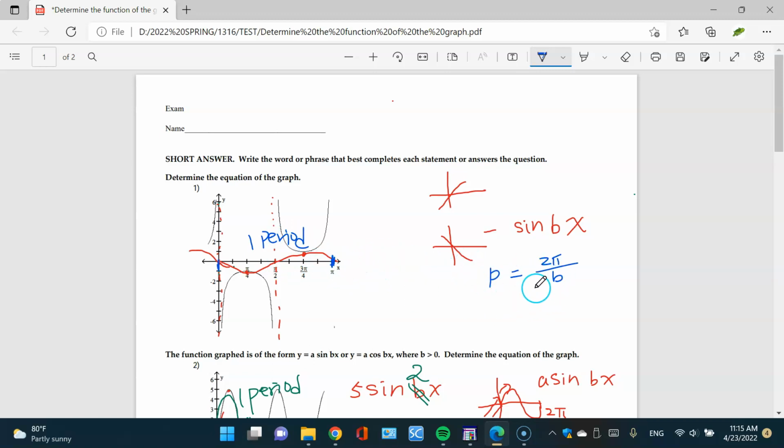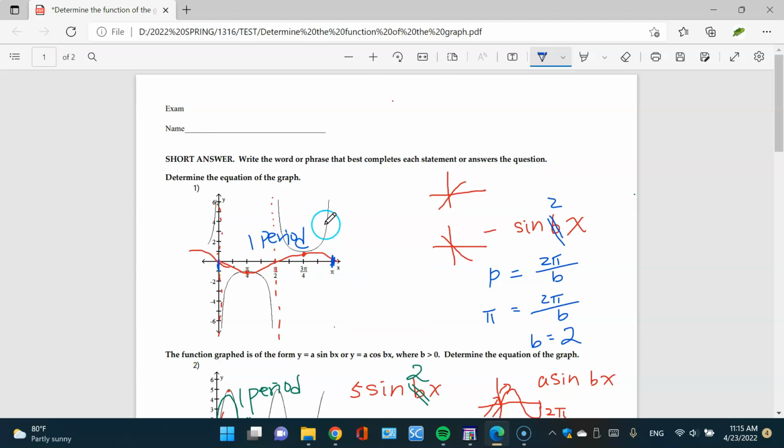So from the graph, we determine the period. The period is pi, so I put down pi. Now pi equals 2 pi divided by b, so b is equal to 2. So now we replace the b with 2. But keep in mind, negative sine 2x is the function of the red color graph.